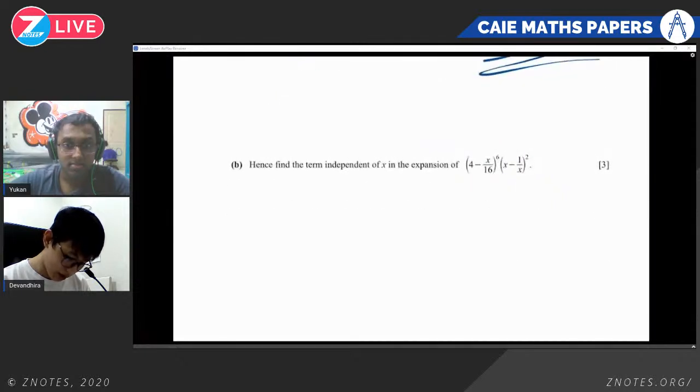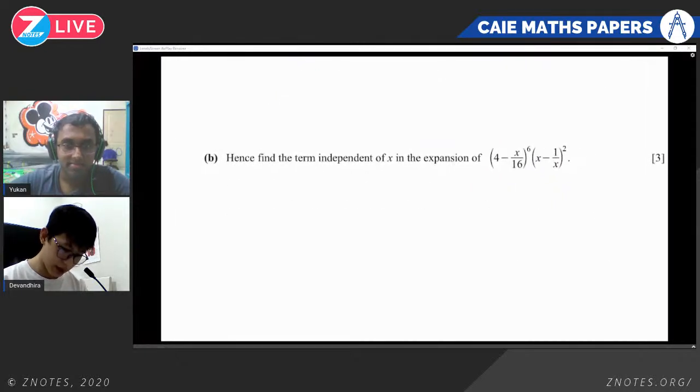Next one. Hence, find the term independent of x in the expansion of this expression. So what does it mean when something is independent of x? That means it isn't affected by x, so it's just a constant. Exactly.